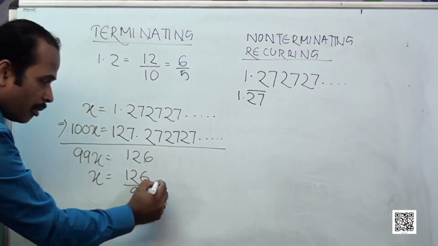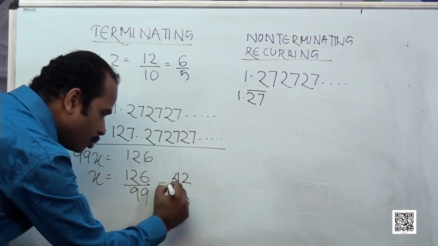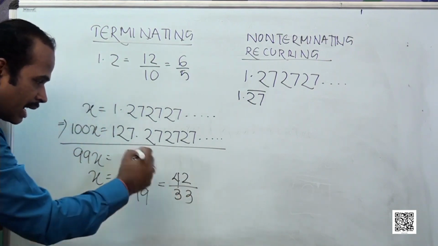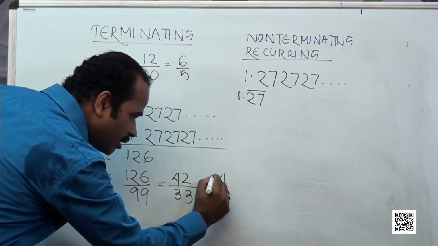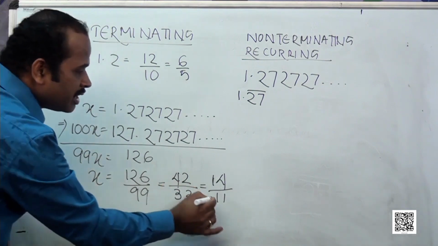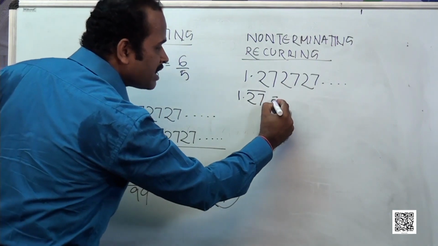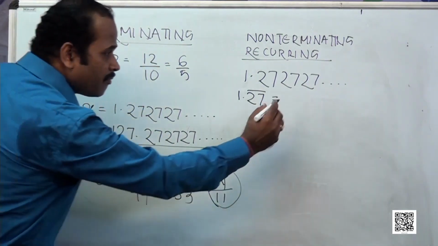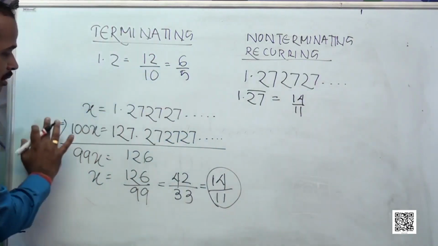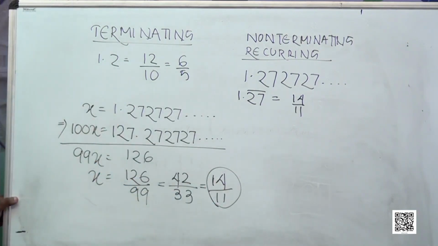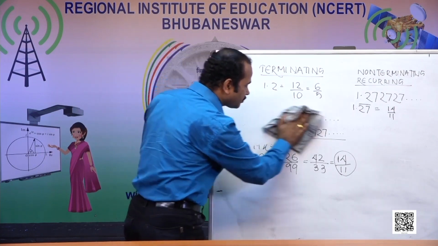Now we can reduce this by cancelling by 3. It becomes 42 over 33. And again it can be cancelled by 3. So you will write 14 divided by 11. So this will be your result. So what we have written as 1.27 bar, when represented in rational form, we find is 14 by 11. So we have learnt here how this number is converted into rational form. Okay. Similarly, we can go for one more example. Let me write it here.